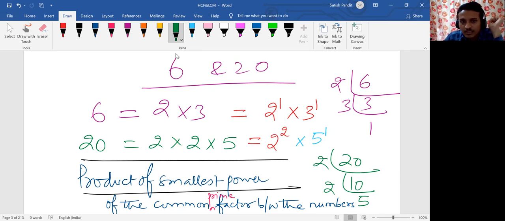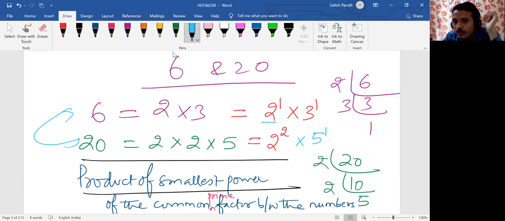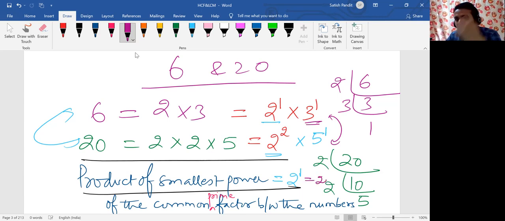See, if you see these two numbers and the factors, 2 is common between them, right? 2 is common between them, yes or no? And what is the smallest power of 2? 1, right? So we'll write 2 to the power 1. Next, is there anything else common? 3 is not in here, right? Is 5 here? No. So the HCF is 2. 2 to the power 1 is nothing but 2.